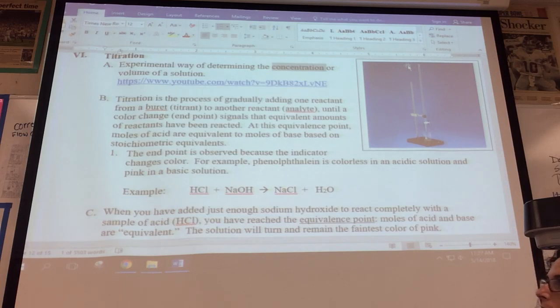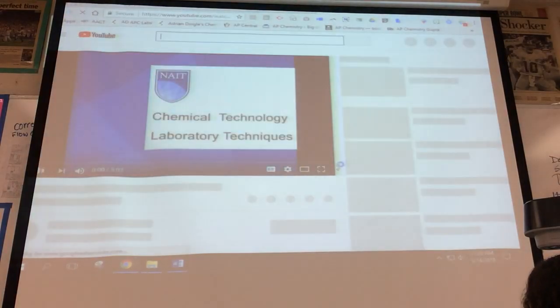I always laugh because kids get so excited over the faintest color of pink. You'll see it's clear, it's pink, you shake it up, it's clear, and then eventually you'll just get this faint color that remains. This video will show you a little bit about the ins and outs of titration. I'll go through titration with you in more detail tomorrow, the actual procedure. Today I'm going to focus more on the calculations. A lot of what's in the video is written down, so that'll make it a little easier for you. We'll take a look at this video here.